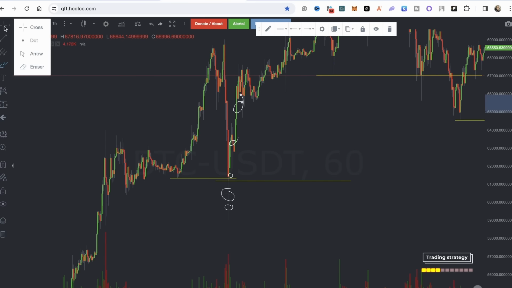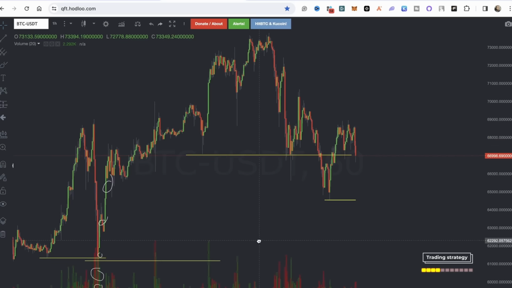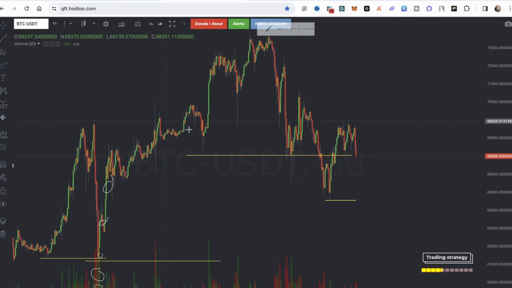Let's look at another one. So we have here, the base is automatically drawn for you this time. The base is drawn for you by this particular software. The base is drawn, and look at it again. The base got broken here. So what do you do? You buy. If it goes down further, you buy.